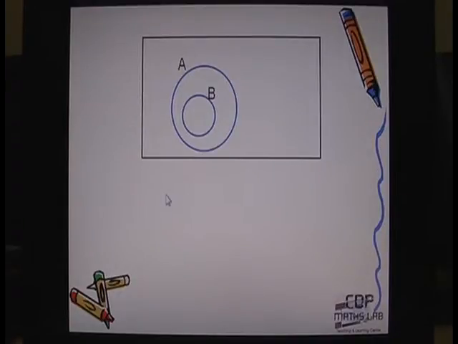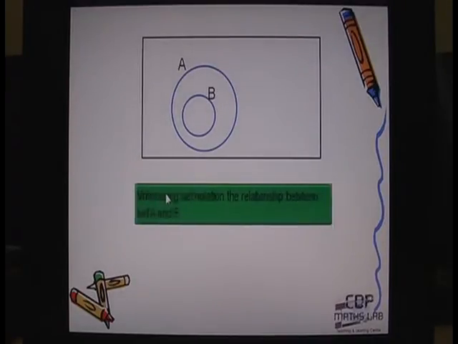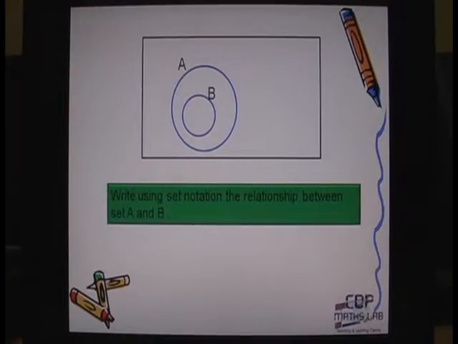What's this one? Alright, once again it says what? Write using set notation the relationship between sets A and B. What is your answer? Did you get this one? B is a subset of A. That's correct because what? B is in A. Very good.